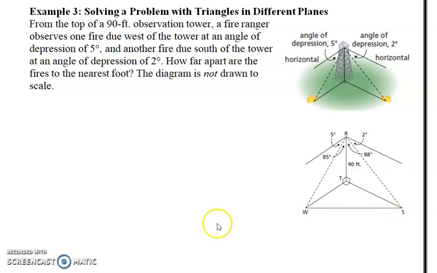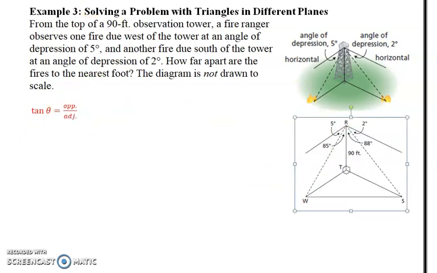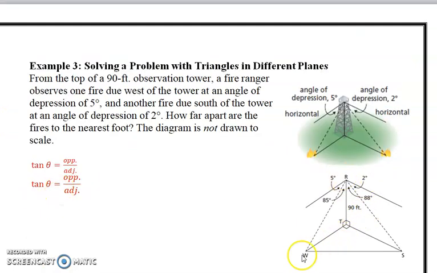The first thing we're going to do is pick the triangle, we'll look at triangle RTW, and we're going to find this distance here. With respect to 85 degrees, we have the adjacent side, and we're looking for the opposite. So that means we're going to need the tan ratio. Let's fill in what we know. We'll use the tan ratio, we'll do RTW first. So that means we have 85 degrees.